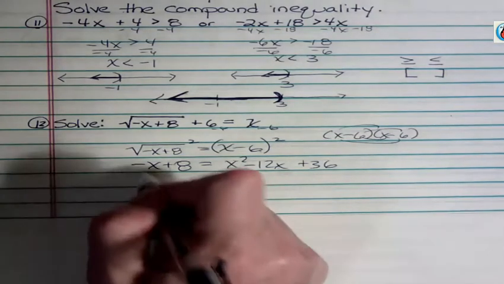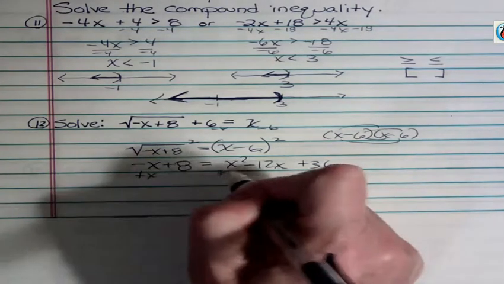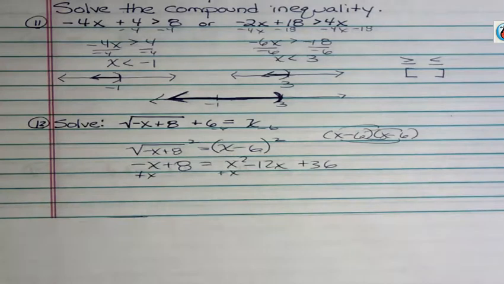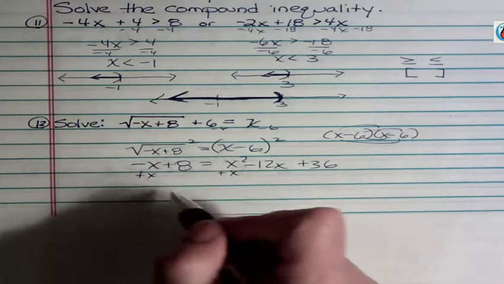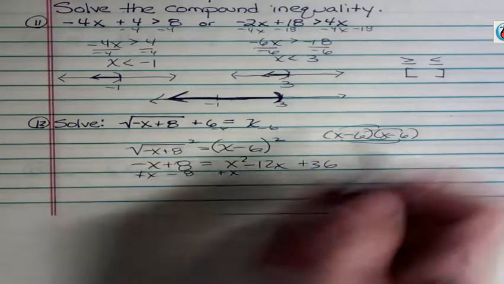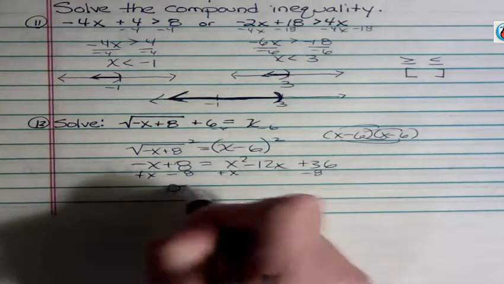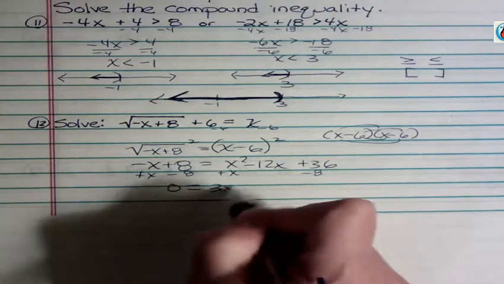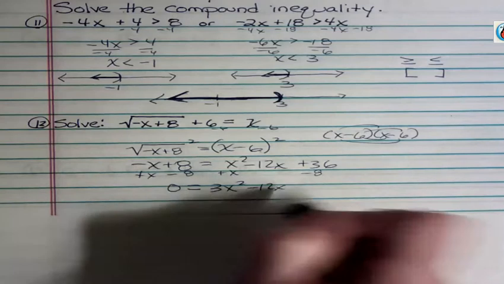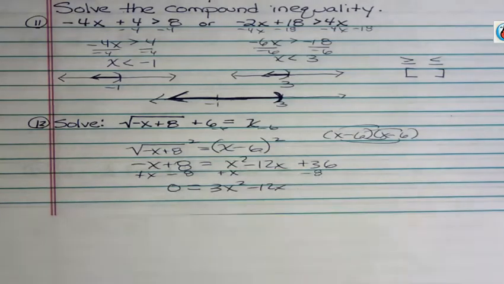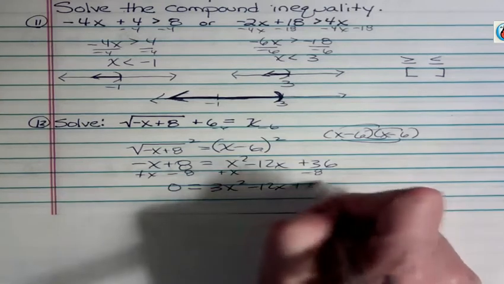Now if I move everything to one side because I have a quadratic and I want to factor or use the quadratic equation or whatever I need to do to solve this, I'm going to move everything to the other side. I get 0 equals x squared minus 11x plus 28. 36 minus 8 is 28.